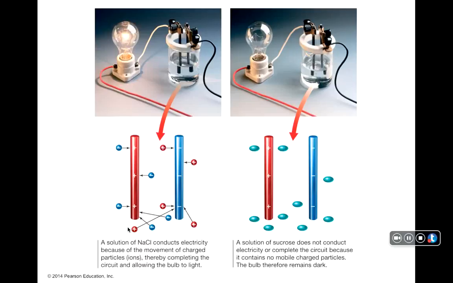On the left, a solution of sodium chloride. A solution of sucrose, while it can dissolve in water and form an aqueous solution, does not dissociate into ions, and so it does not conduct electric current.